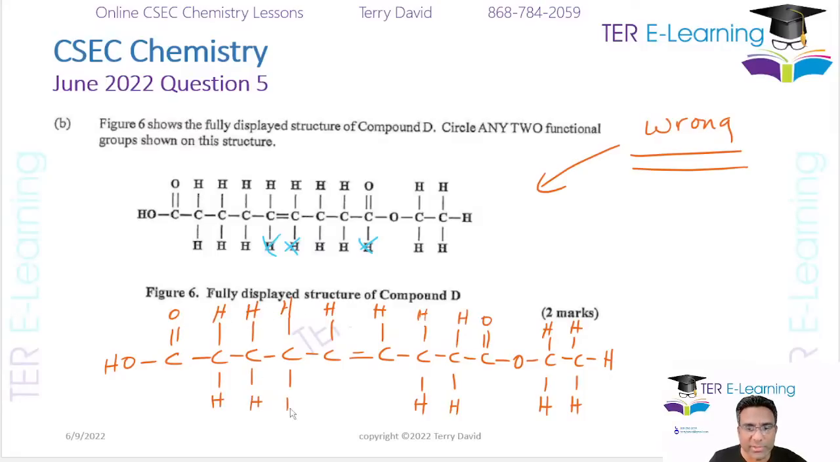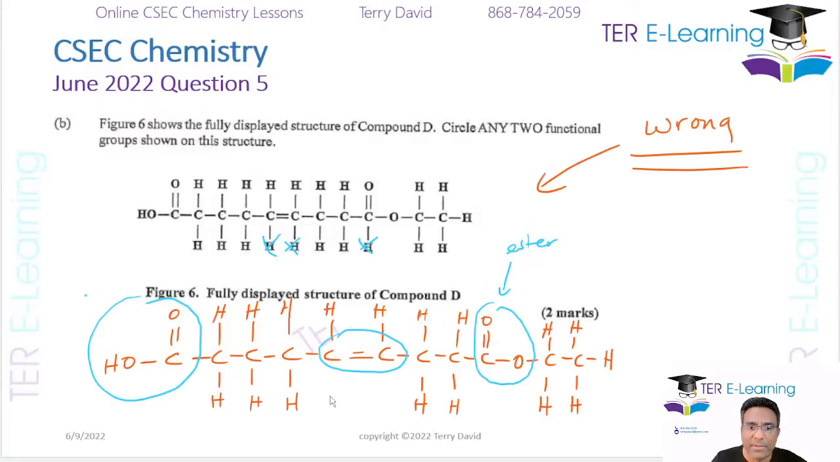So this is my structure that CXC should have given me. And here's the answer that they probably wanted. They said circle any 2 functional groups, and I can give you a few. So this one here is a carboxylic acid. This here is another one, that's an alkene. And here is another one, and that's an ester. So like I said, I feel CXC is just going to ignore this question because something is wrong with it.